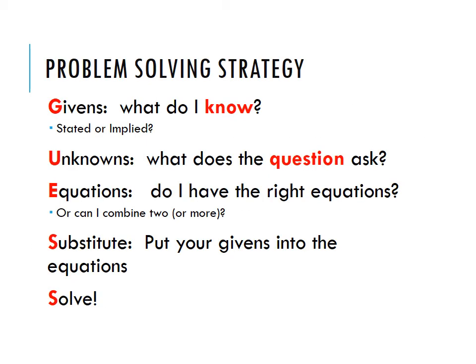Okay, we used this class to review our problem-solving strategy. Very quickly, I'm going to go through this. This is our GUESS method of solving problems. G stands for given. What do I know from the problem? Both stated and implied. What unknowns are there? What's the question really asking me to solve for? Equations. Do I have the right equations? Do I have to combine 2? Or maybe more? It probably won't be more than 2. Then you substitute, you put your givens into the equations, and you solve. Don't forget your solution has to have units.